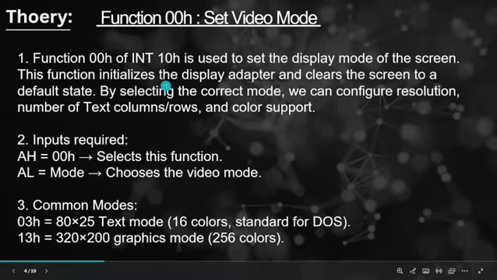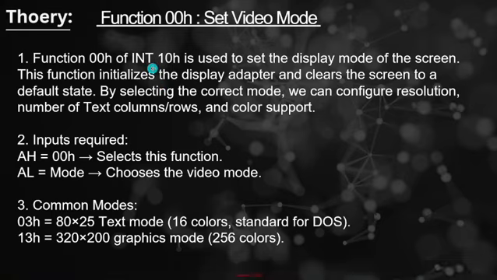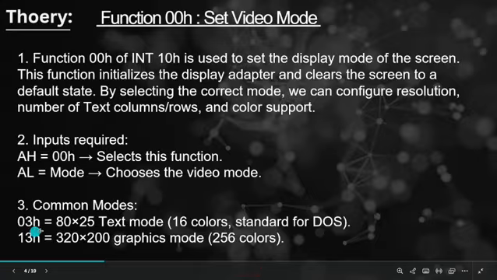Before working with the cursor, we usually reset the screen. That's done with function 00h of int 10H. Function 00h of int 10H is used to set the display mode of the screen. There are some inputs required for it. AH is equal to 00h, which means we are selecting this function. AL is equal to mode. There are two modes mentioned here: 03h is equal to text mode and 13h is equal to graphics mode.